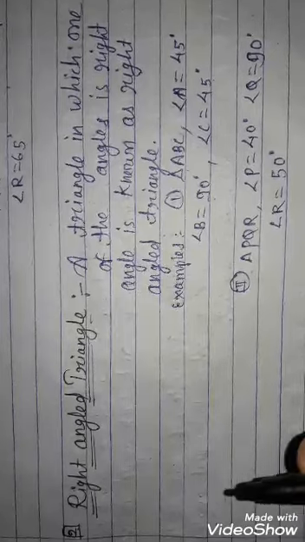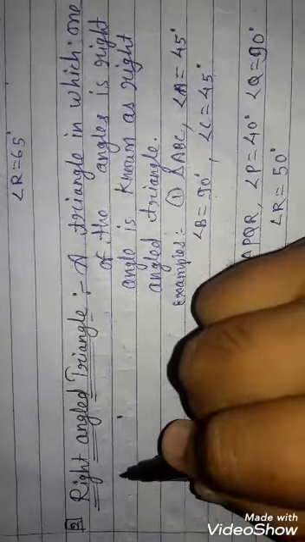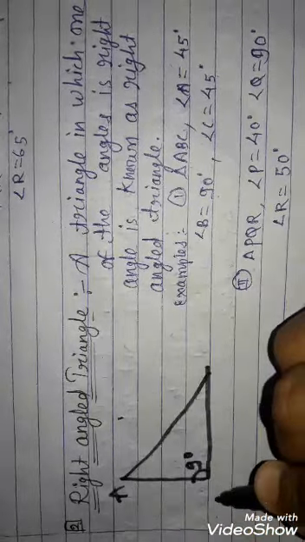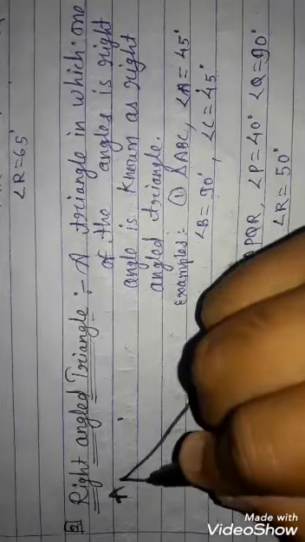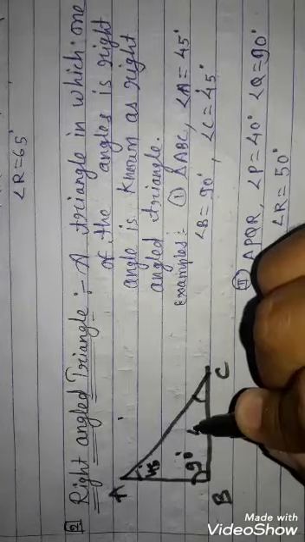The first example: triangle ABC, angle A is 45 degrees, angle B is 90 degrees, angle C is 45 degrees. Draw the line segments, and this is a right angled triangle with 90 degrees at B. Angle A is 45 degrees, angle B is 90 degrees, and angle C is 45 degrees. Then the second triangle PQR: angle P is 40 degrees, angle Q is 90 degrees, angle R is 50 degrees.